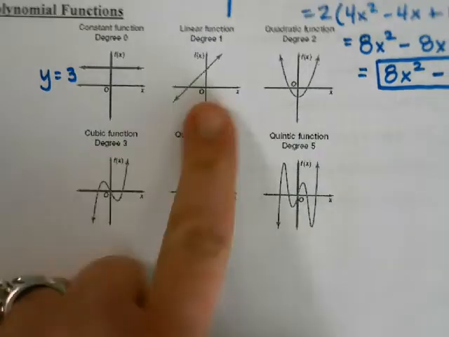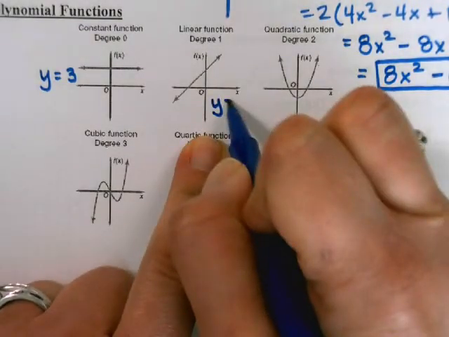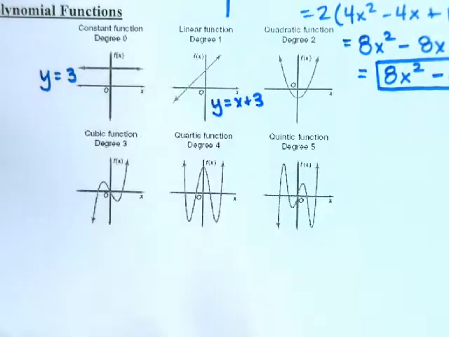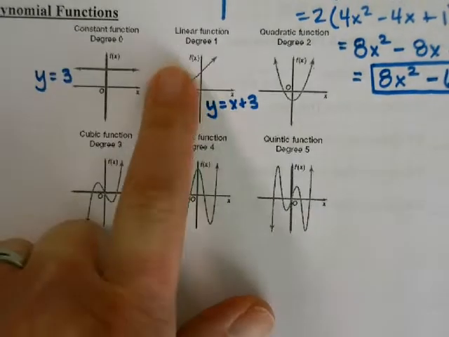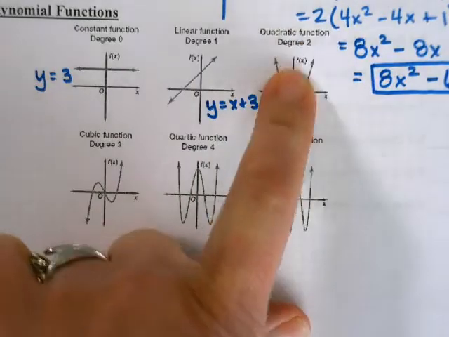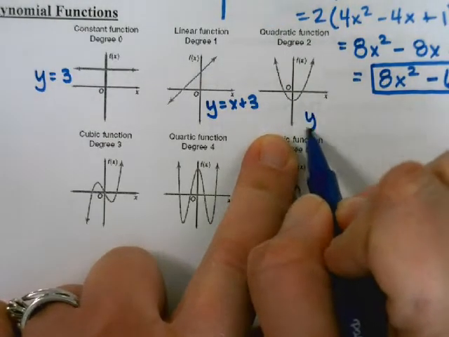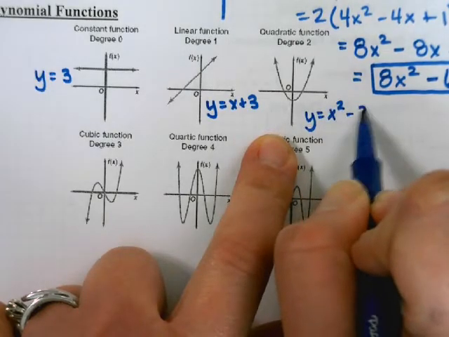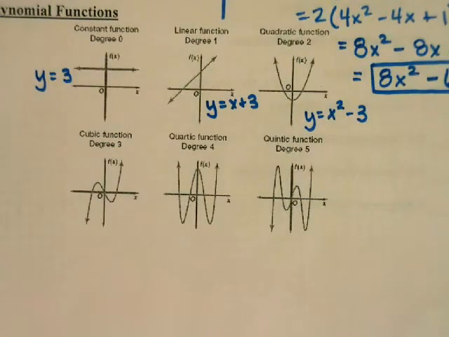Okay. This guy would be a linear function. So maybe something like y equals x plus 3. Okay, that's how we get lines. And then this guy that says it's a quadratic function, we can see is a parabola. This guy might be something like y equals x squared minus 3. I'm just throwing equations in there. Does that make sense?